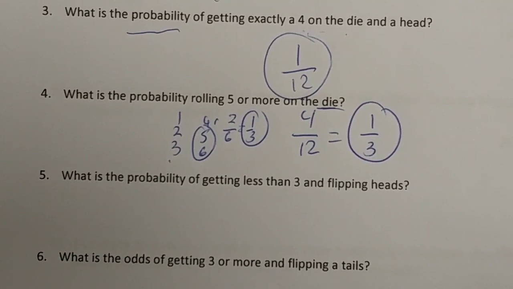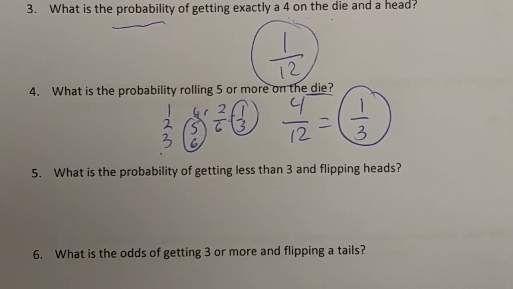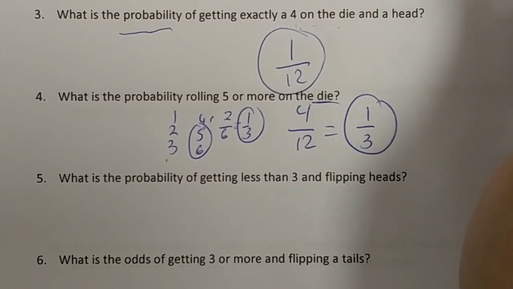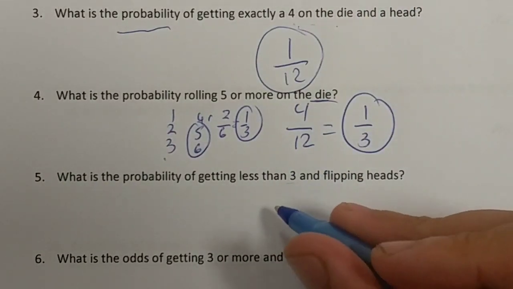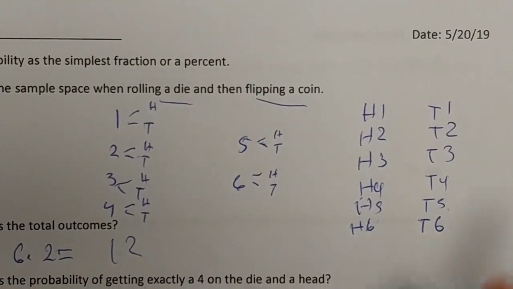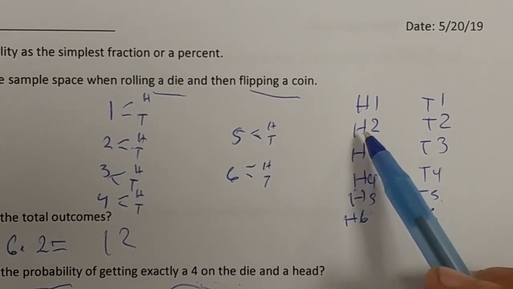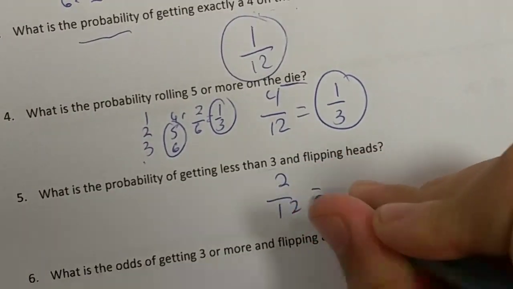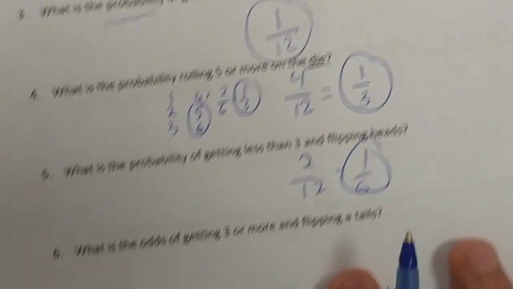What's the probability of getting less than 3 and flipping heads? So less than 3 does not include 3. And flipping heads, so I need both. So the only ones that are less than 3 and flipping heads are heads 2 and heads 1. So that's going to be 2 over 12, which equals 1 over 6.